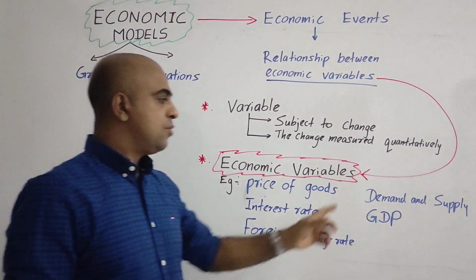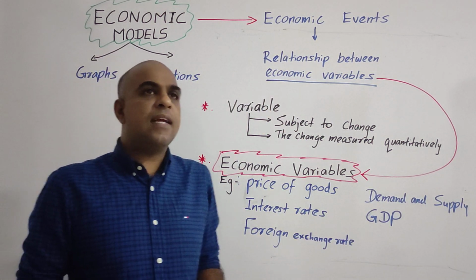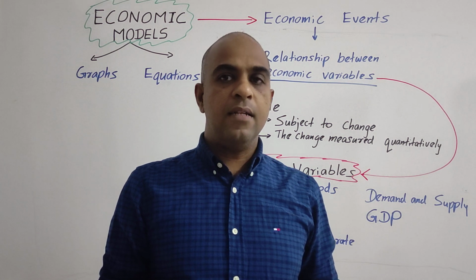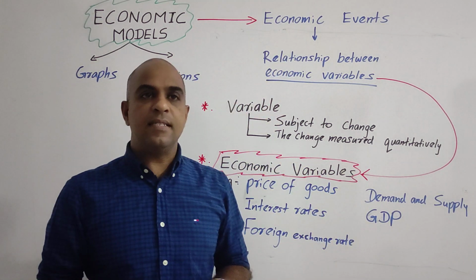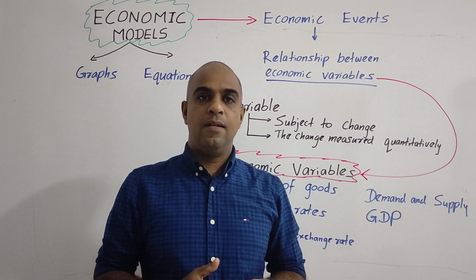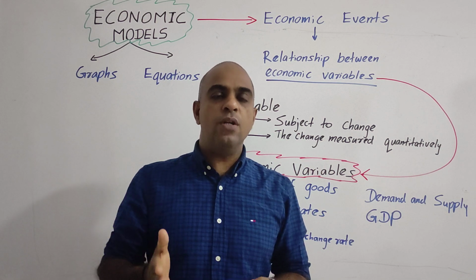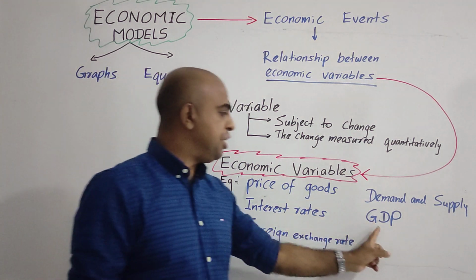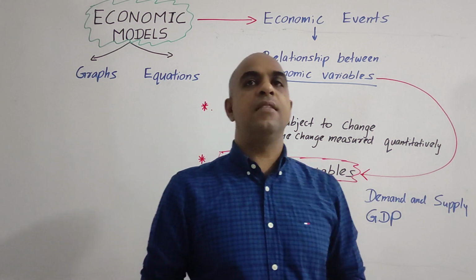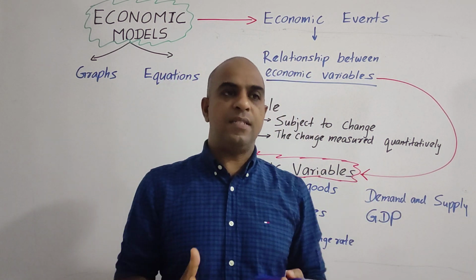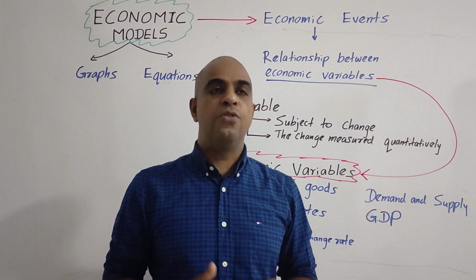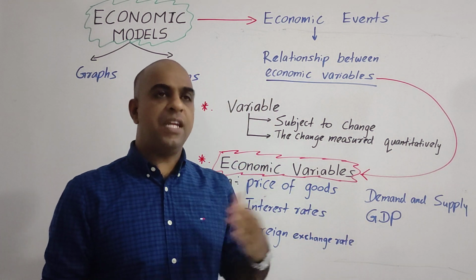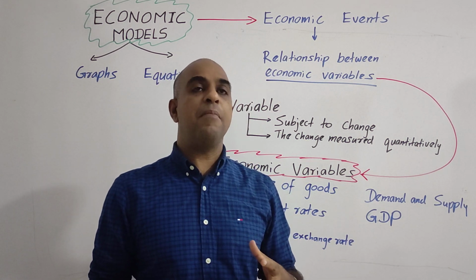Another concept is demand and supply. Let's take this example: during the COVID-19 pandemic period, demand for masks and sanitizer increased. Then what happened? The supply also increased. Then the next one, GDP. GDP means the total value of goods and services produced in an economy. So that value also changes from time to time, and it can also be measured.